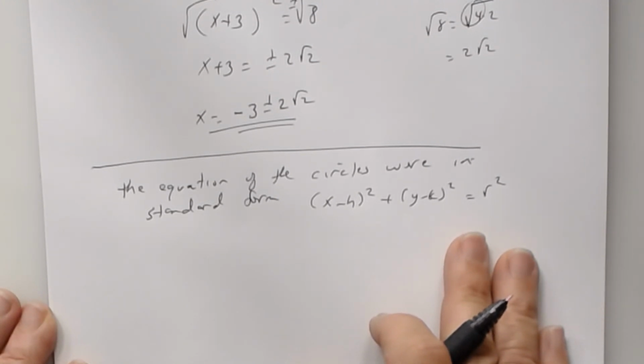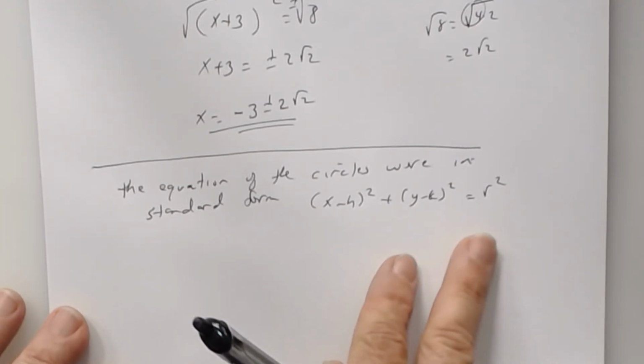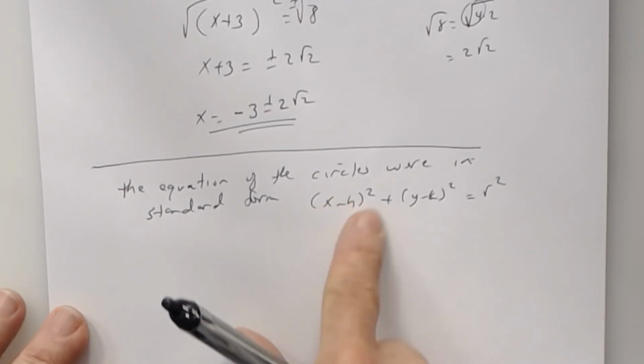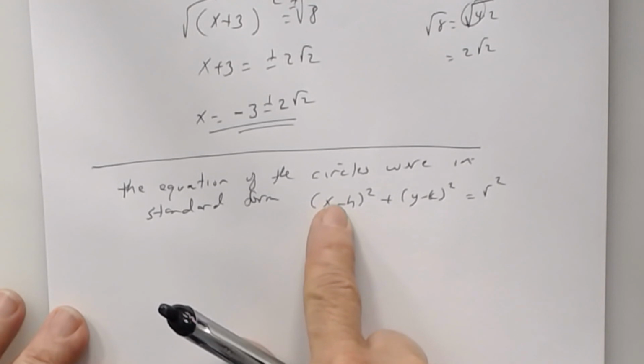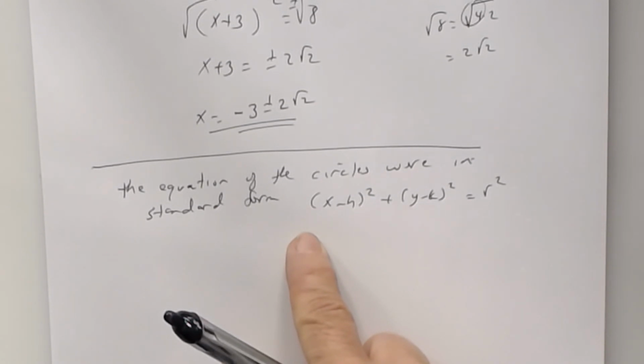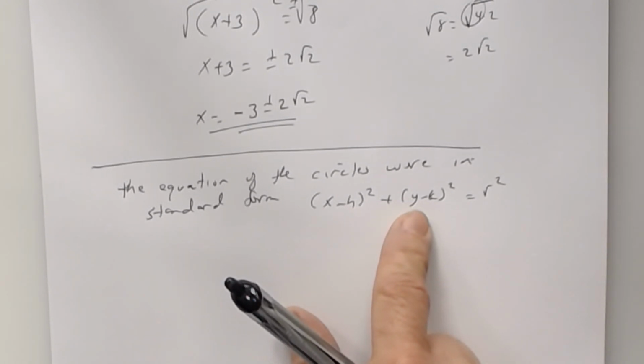But they're not always in standard form. Listen carefully: what makes this the equation of a circle is the fact that if you were to FOIL this out, don't do it, but if you were to, you would get an x times an x, which is an x squared. You would also get a y times a y, which is a y squared. So what makes this the equation of a circle is the x squared and the y squared.